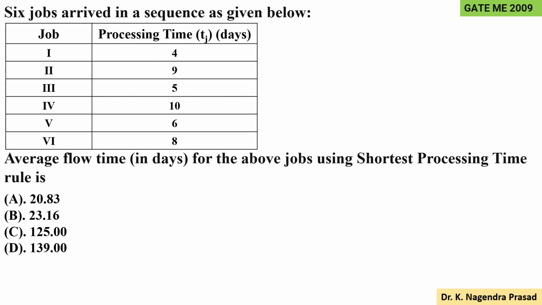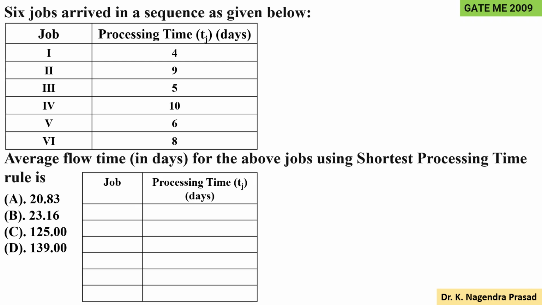First I have to determine the job sequencing order by using this shortest processing time rule. According to this rule, first I have to observe the minimum processing time. Here the minimum processing time is 4 days for job 1. So in the sequencing order, first I place job 1 along with its processing time of 4 days.